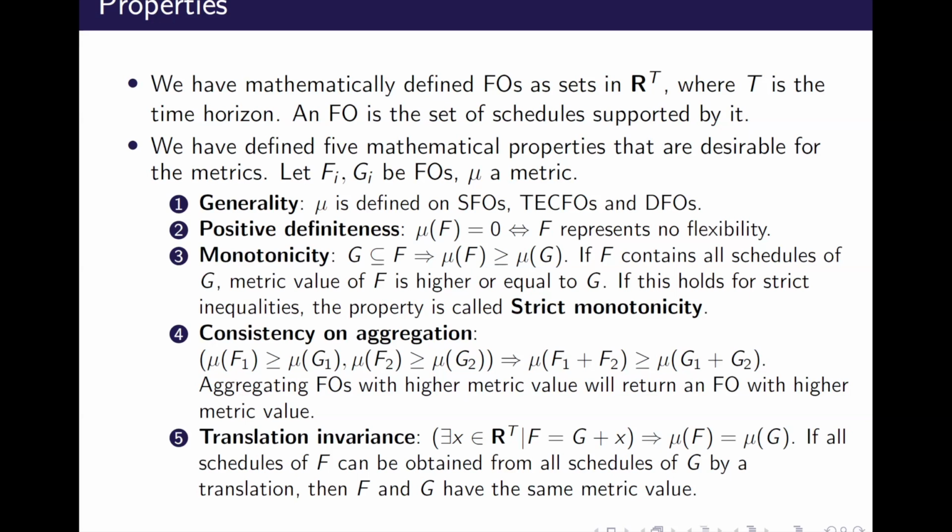And then another metric property, which is quite important, is translation invariance. That basically means that if you take a flex offer and push it forward or backward in time, pushing the same amount for the start time and the end time and on all the energy profiles, that should not change the value of the metric, because the amount of flexibility is still the same. It's just that you can activate it slightly earlier or later.